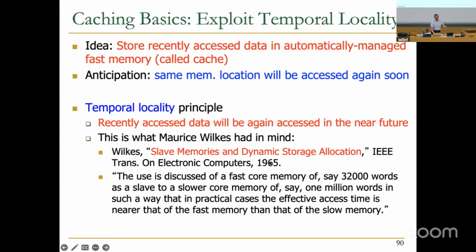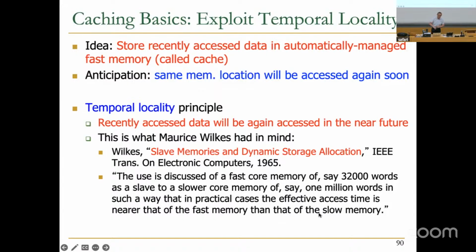One of the earliest papers in caching was written by Maurice Wilkes. If you remember Maurice Wilkes, he also introduced the micro-coded microarchitectures a long time ago, multi-cycle microarchitectures. And in this paper, I'm going to read this because this is fun, because we're going to look at core memory later on as well. The users discussed a fast core memory of, say, 32,000 words, which is very small today, as a slave to a slower core memory of, say, 1 million words, in such a way that in practical cases, the effective access time is nearer that of the fast memory than that of the slow memory.